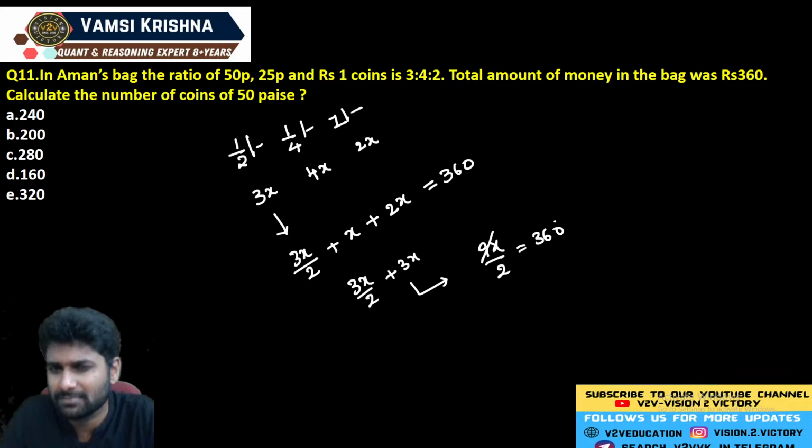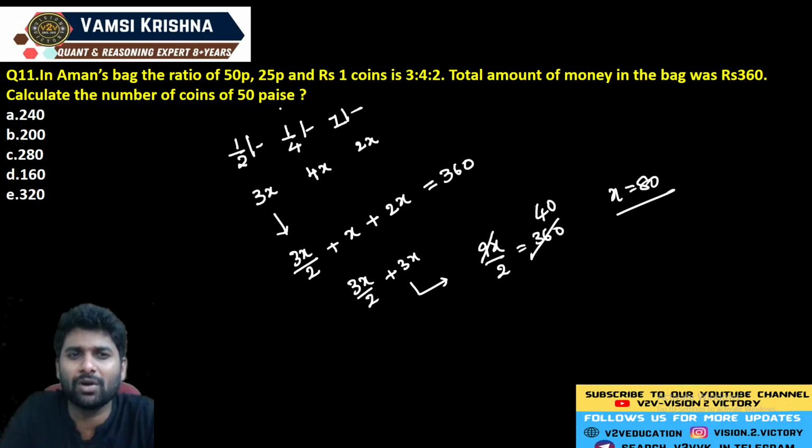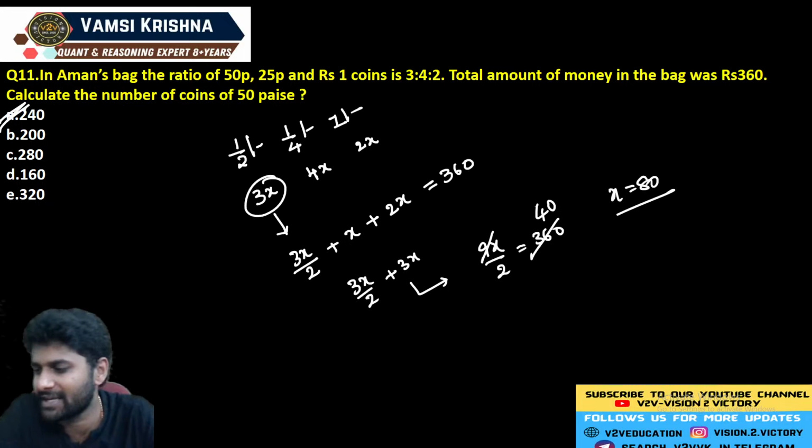So try to minimize maximum number of steps. Remember, guys. So here the value of x is equal to 80. Now the question here, calculate the number of coins of 50 paisa. How many 50 paisa are there? 3x. So 80 3s are 240. So total number of coins are 240.